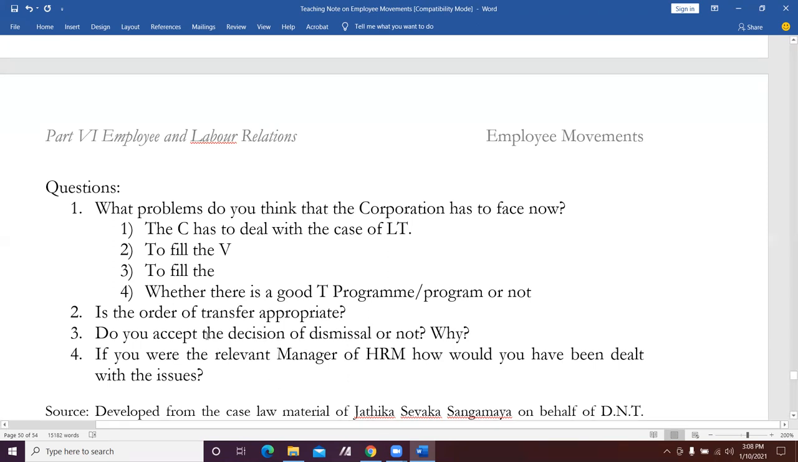Okay, then the third question. Do you accept the decision of dismissal or not? We are compelled to accept that the order of transfer is appropriate, yes. But then the other decision, the decision of dismissing the employee. Is that right? Do you accept it? And why? I'm expecting a response.